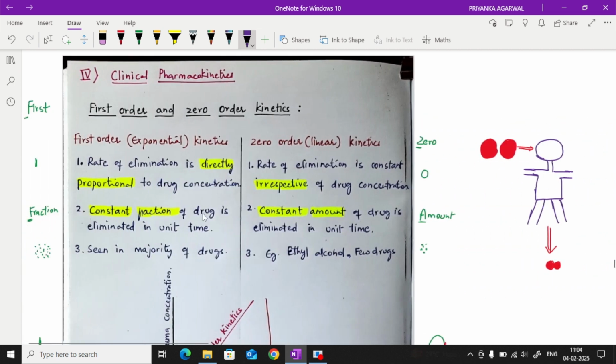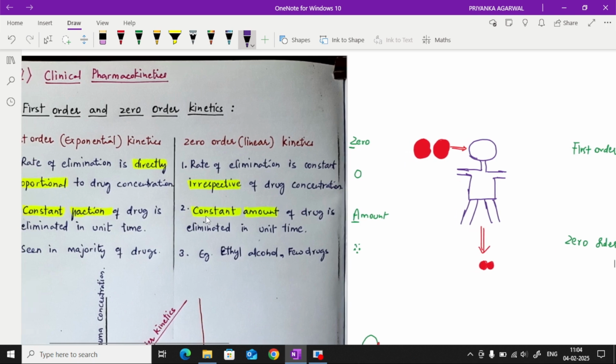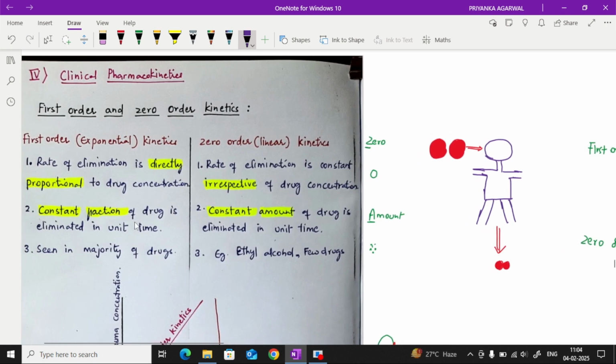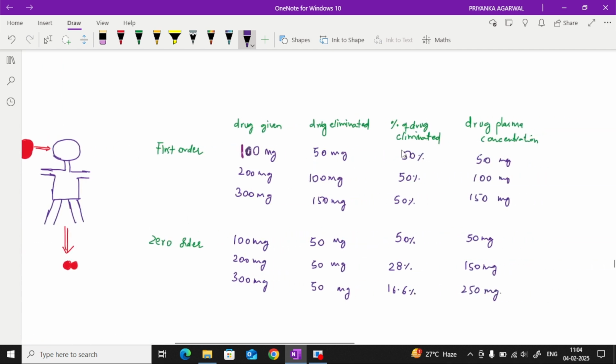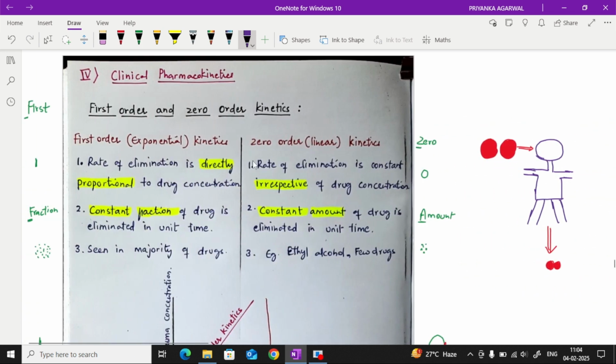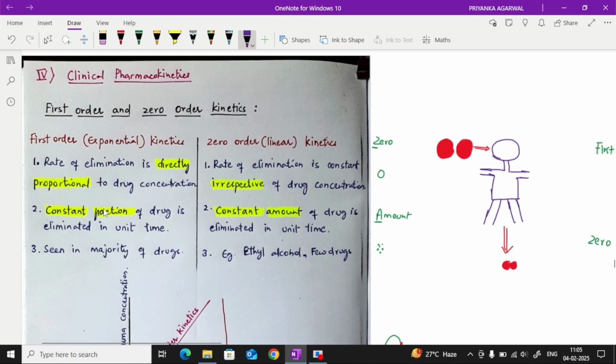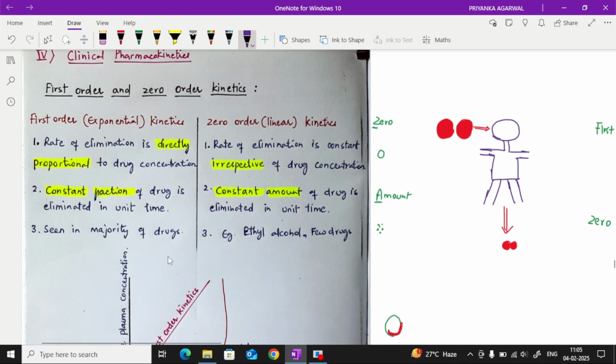So what we understand by this is that a constant fraction of drug is eliminated in unit time. If you calculate the percentage, a constant percentage of drug is eliminated in the unit time. Do you understand these two statements now? Rate of elimination is directly proportional to drug concentration, and a constant fraction of drug is eliminated in unit time. This is the case seen in the majority of drugs. Now come to zero order kinetics.